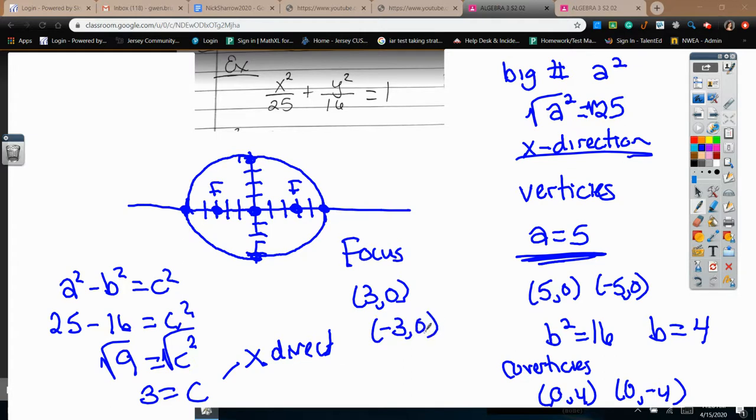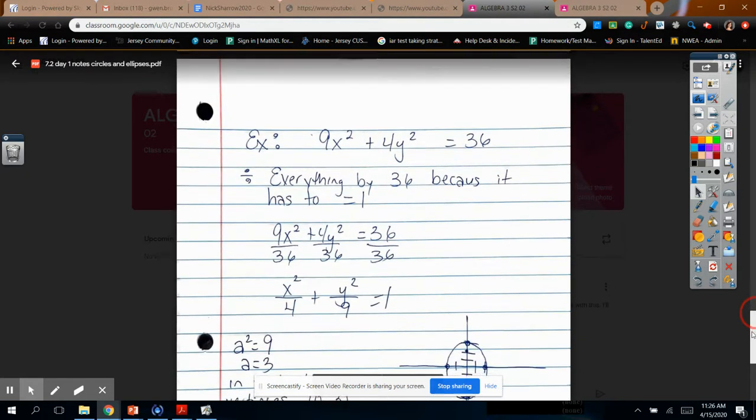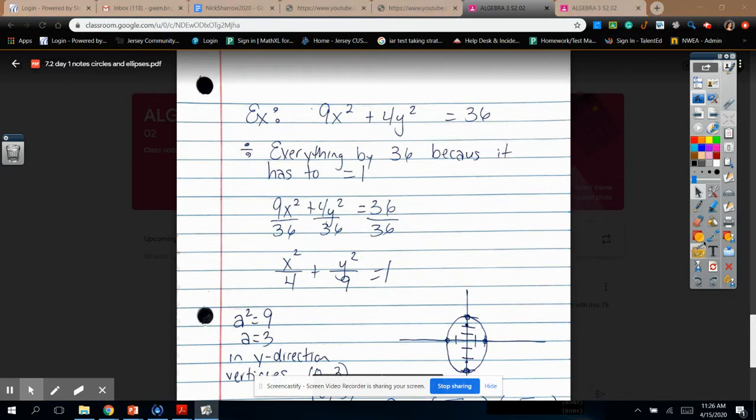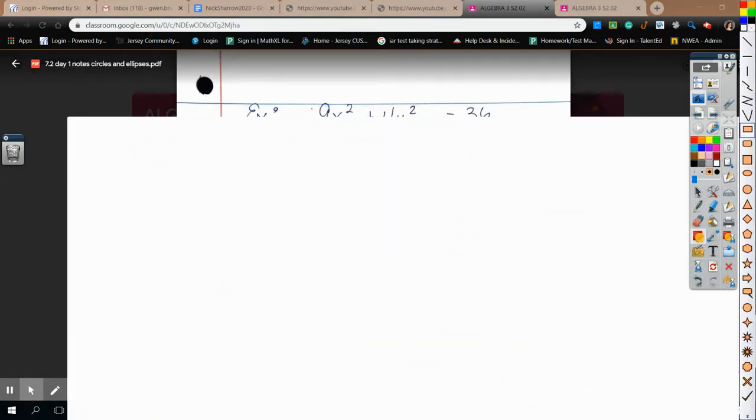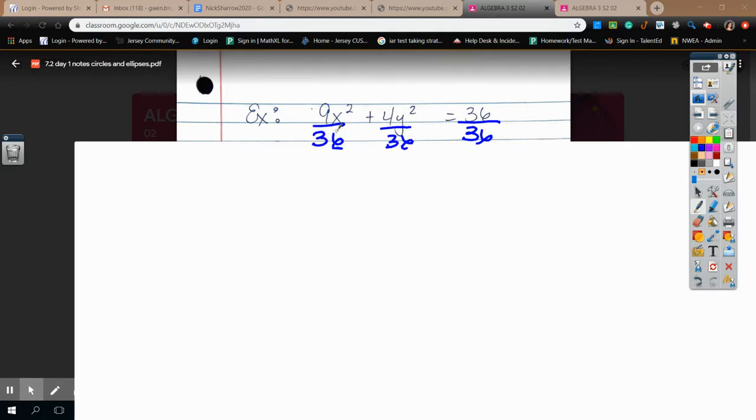Okay, so that's what we got. That's all you have to do with these ellipses. Okay, now this one is a little bit different because it doesn't have the fractions and it doesn't equal 1. So what we're going to do here, and we'll be doing this the rest of the year, is we need to make it equal 1. So how do we make it equal 1? We will be dividing everything by 36, and you will be simplifying these fractions. 9 over 36, that's x squared over 4, plus y squared over 9 equals 1.